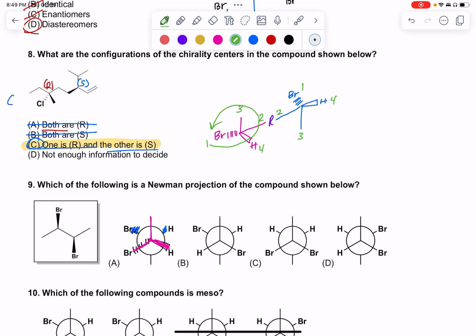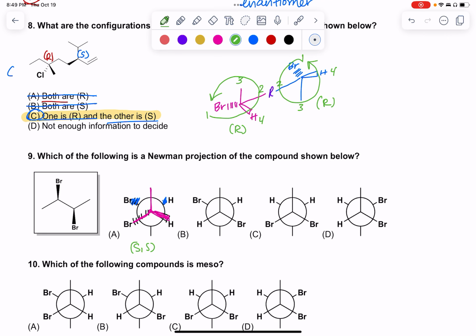This looks S, but hydrogen's in the front, so this one must be R. And this one, 1, 2, 3. This looks S, but this one's in the front. It must be R. So 1, 2, 3. Yes. Okay. So these are both S. So we have S, S.